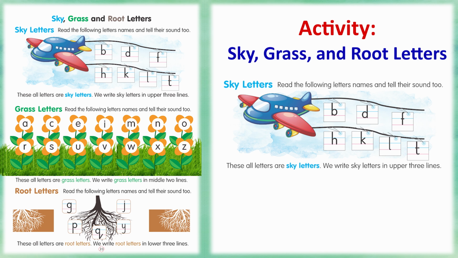Sky letters. Look at the airplane flying in the sky. Do you see the letters hanging from the clouds? These are sky letters. Sky letters go up high, just like an airplane flying in the sky. Sky letters are B, D, F, H, K, L, T. Say them with me again. B, D, F, H, K, L, T.